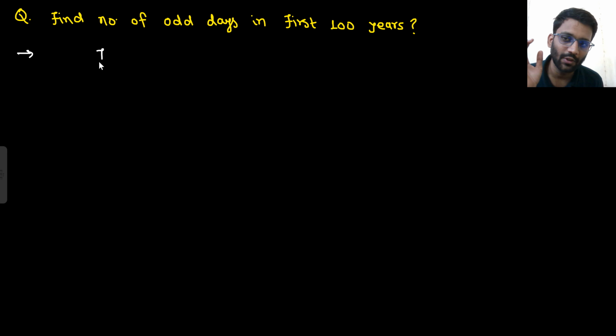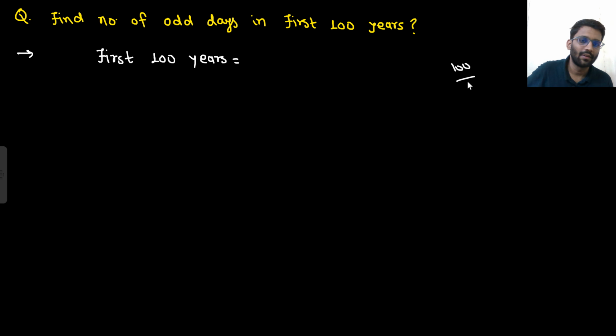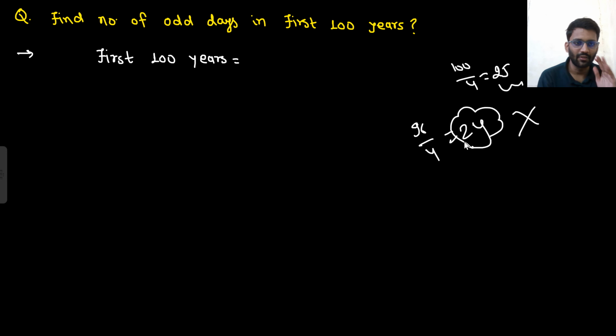So what will you write? In first 100 years, how many leap years are there? 100 by 4, 25 leap years are there. Is it correct? No, it's wrong. Why is it wrong? Because till 96, how many leap years are you having? 24. That is correct. 4, 8, 12, 16, 20, 32, 36, 40, 44, 48, like that. Till 96, we are having 24 leap years.